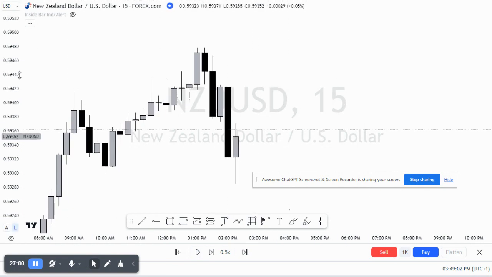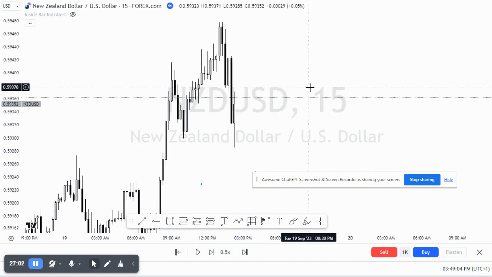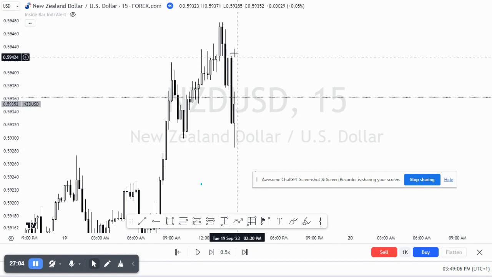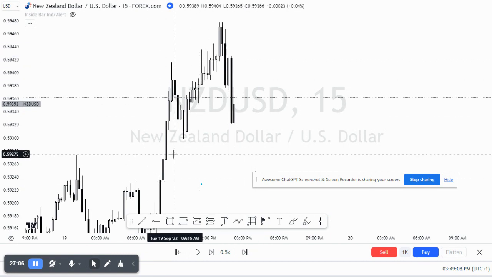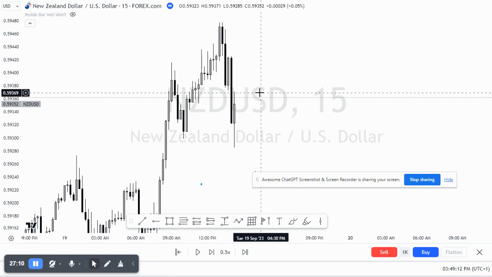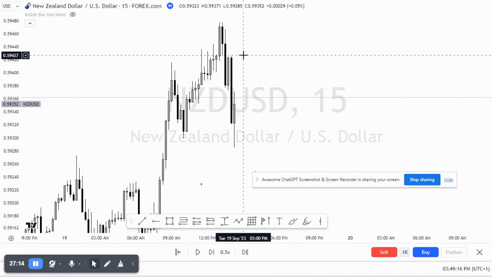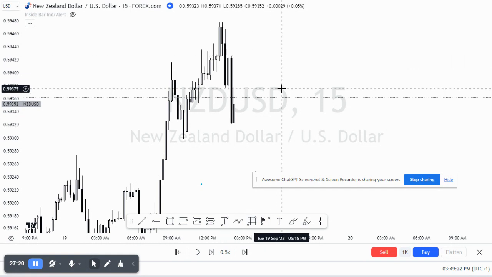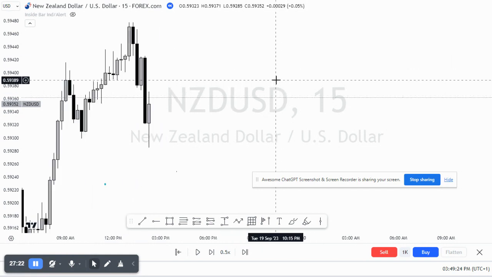Now we can see clearly that we have bearish momentum to the downside. The market was bullish at first, and now it is bearish, right? So what happened? In a bearish market, how do you identify a valid pullback? The high of the previous candle must be taken.